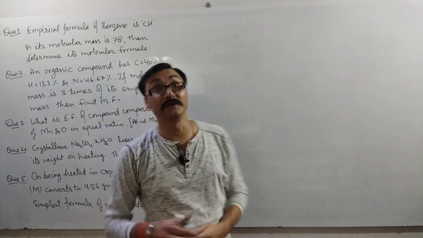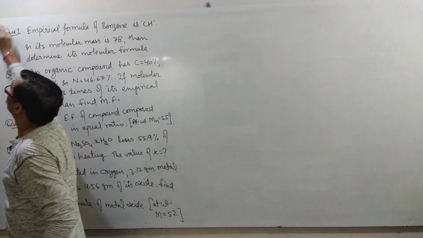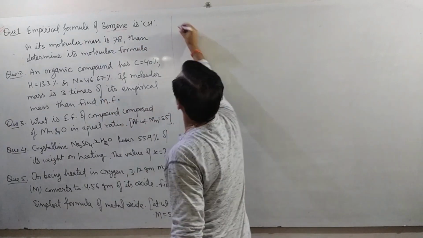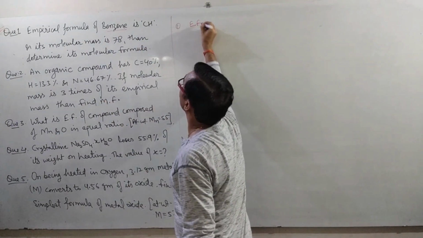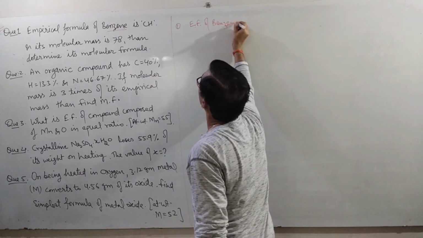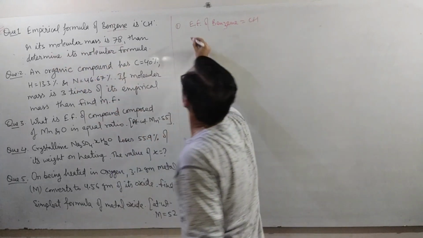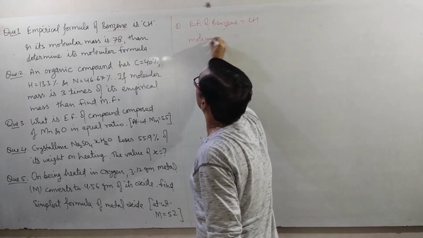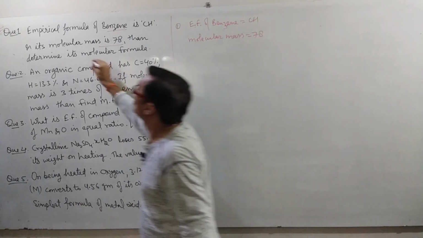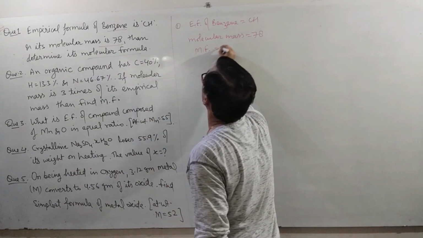Now, the questions based on empirical formula and molecular formula. First question: the empirical formula of benzene is CH. Its molecular mass is 78. What is the molecular formula of benzene?